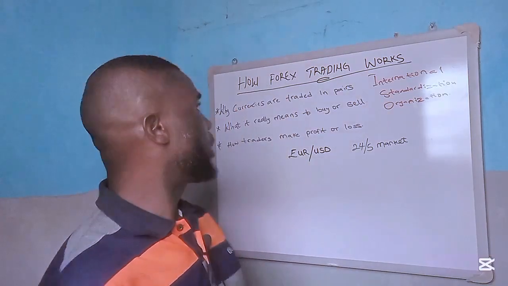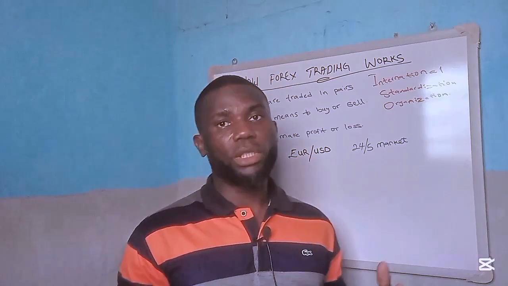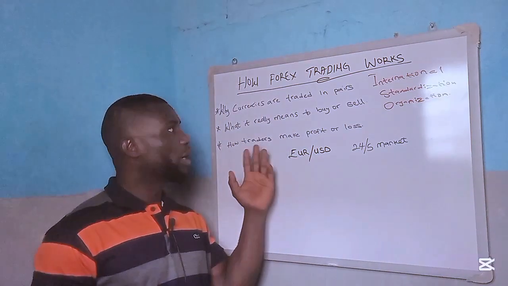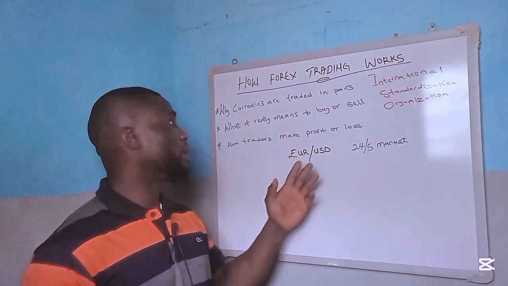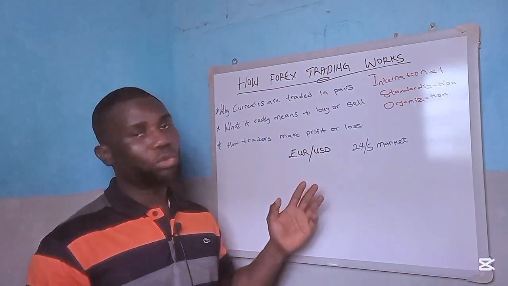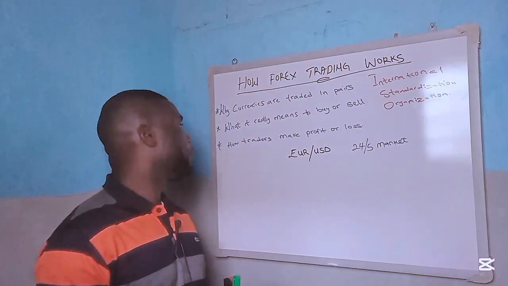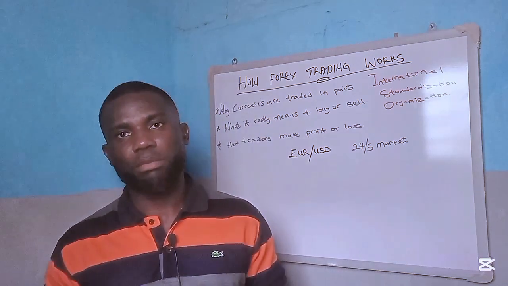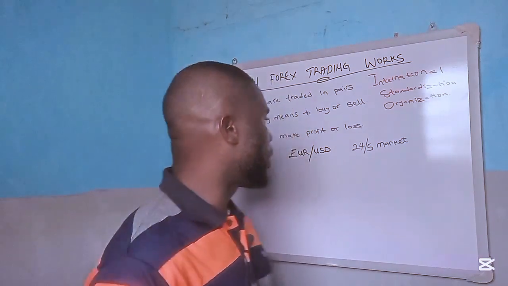In the last lesson, I explained what Forex trading is. Then in this video, we are going to take it a step further. I'm going to be explaining how Forex trading works. So by the end of this video, we are going to understand why currencies are traded in pairs, then what it really means to buy or to sell, then how traders make profits or losses in the Forex trading business. So let's go into it.